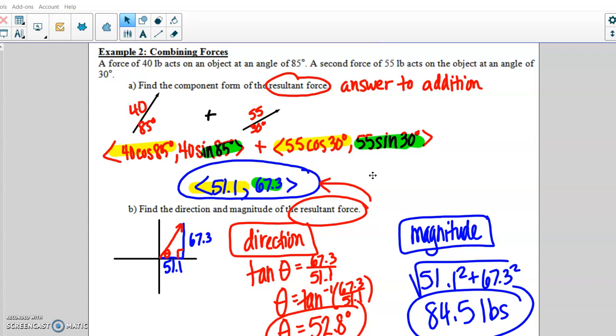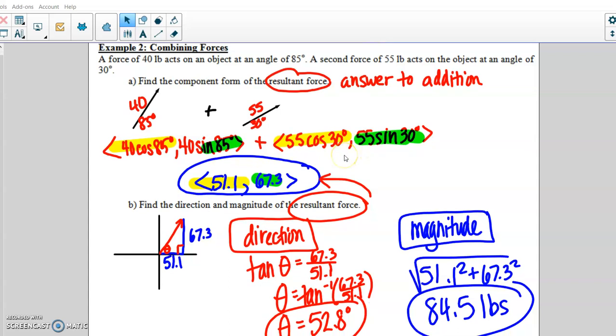So once something is pushed with a force of 40 pounds at an angle of 85 degrees, but something else comes up and pushes it with a force of 55 pounds at an angle of 30 degrees, our object now has a component form with a horizontal component of 51.1 and a vertical component of 67.3. So that's where it would be located.